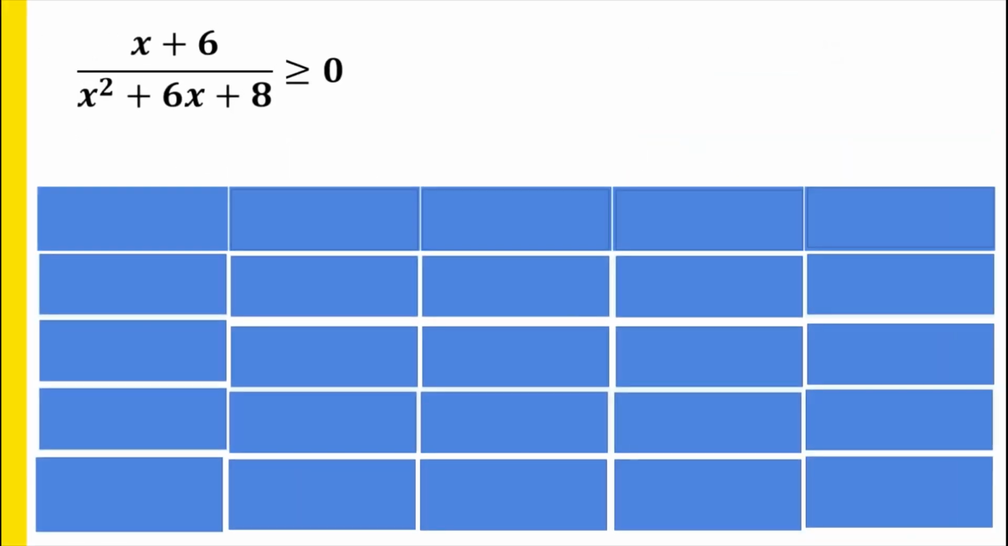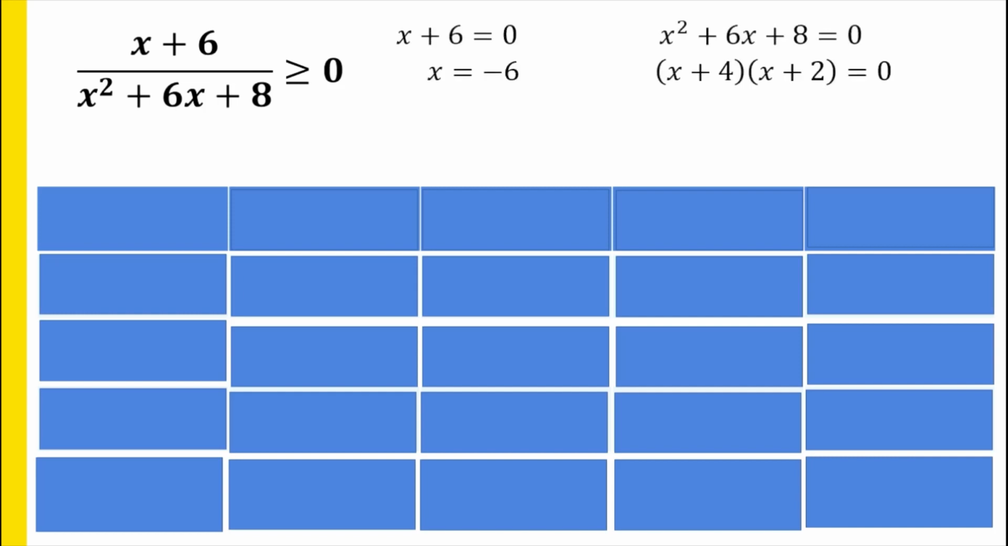Next example: x plus 6 all over x squared plus 6x plus 8 is greater than or equal to 0. In this case, we have three critical values. For the numerator, that's x is equal to negative 6. And then for the denominator, we have negative 4 and negative 2. Again, we use the strategy that we put all our critical values here: negative 6, negative 4, and negative 2.